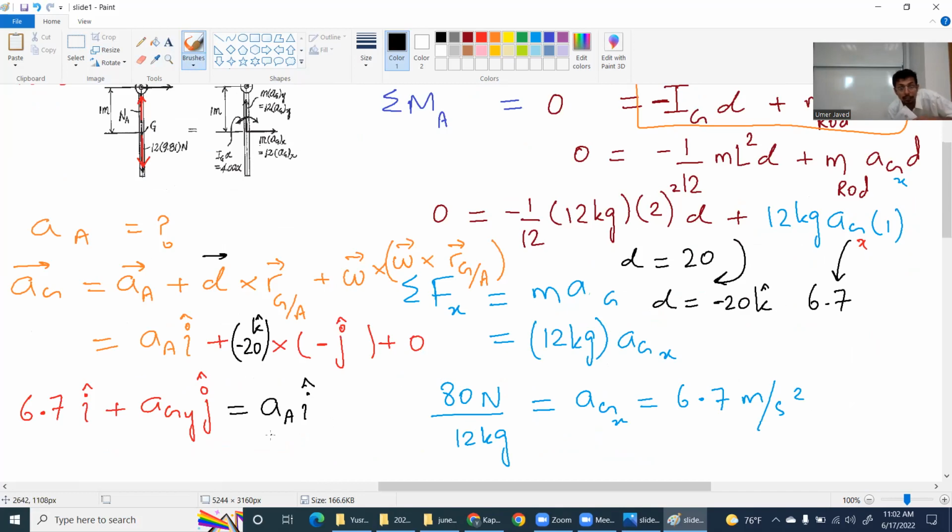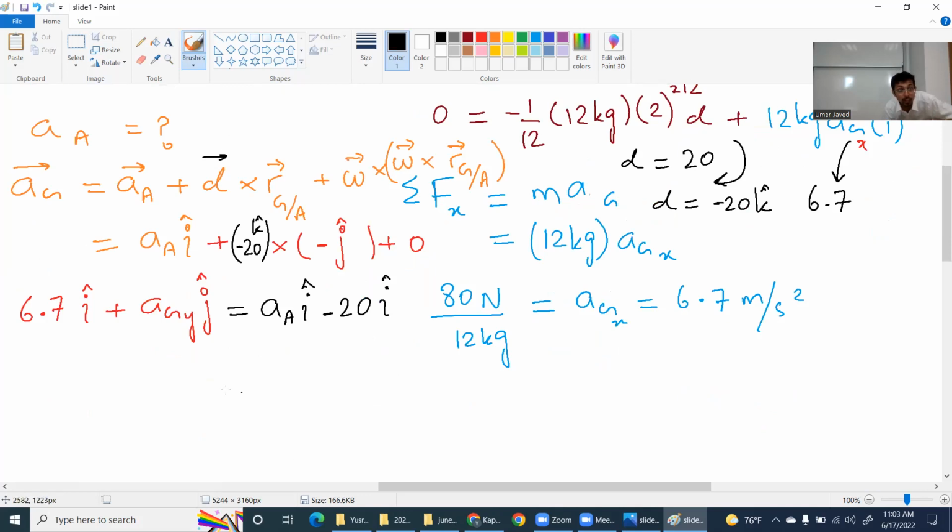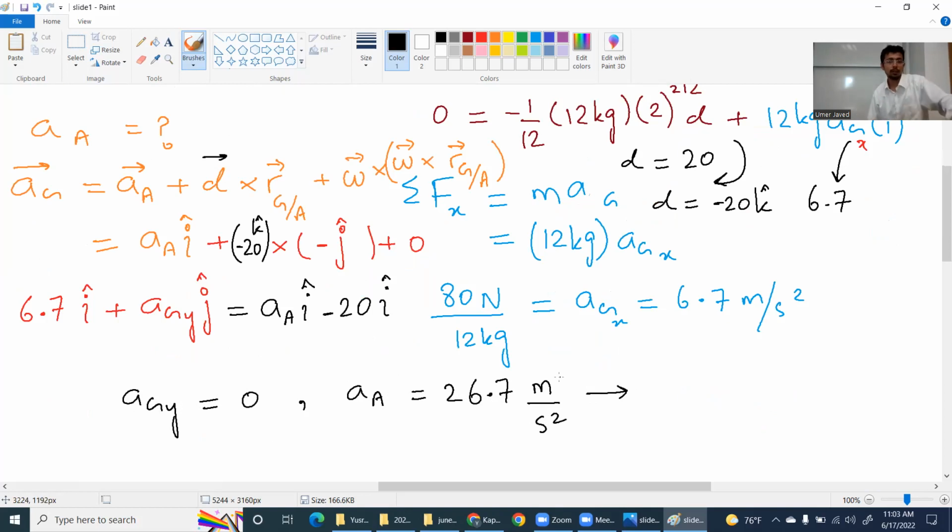Okay. And then I will just finish it by saying it is minus 20I. So AA comes out to AGY, which comes out to be 0. Oh, okay. And AA comes out to be 26.7 meters per second squared towards the right.